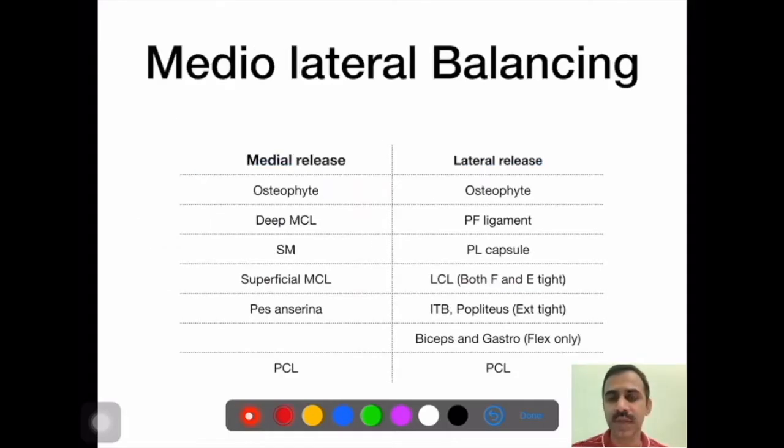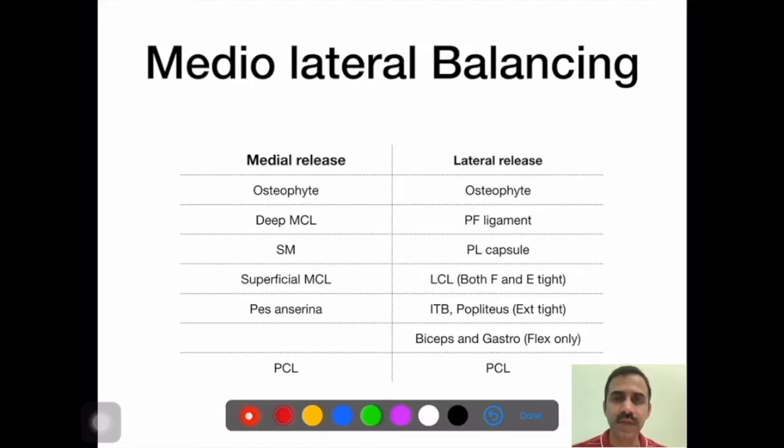Soft tissue balancing is an important concept in total knee arthroplasty that includes the mediolateral balancing and the flexion extension gap balancing. The mediolateral balancing includes medial release for a tight medial side and a lateral release for a tight lateral side. The medial release is done in this increasing order, that is osteophytes, the deep MCL, semimembranosus, superficial MCL, pes anserinus, and PCL.